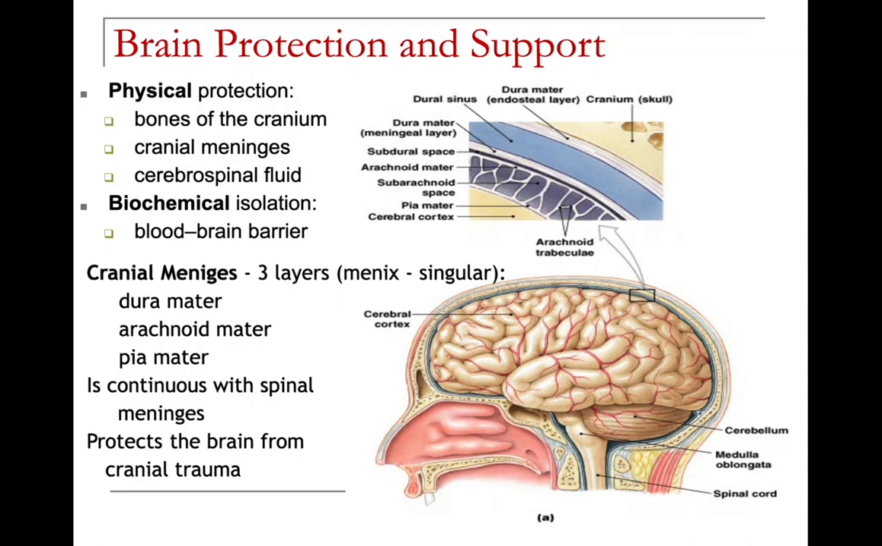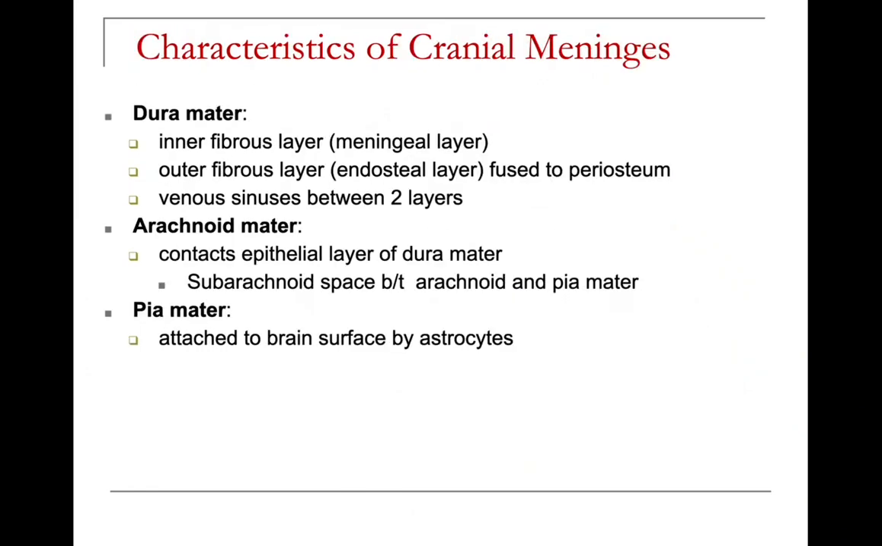So for the cranial meninges, there's three layers. We call it a meninx if you're talking about it singularly. We've got the Dura Mater, Arachnoid Mater, and Pia Mater. And it's going to be continuous with the spinal meninges. This will help to protect the brain from cranial trauma. So it's kind of like a little fluid cushion around the brain.